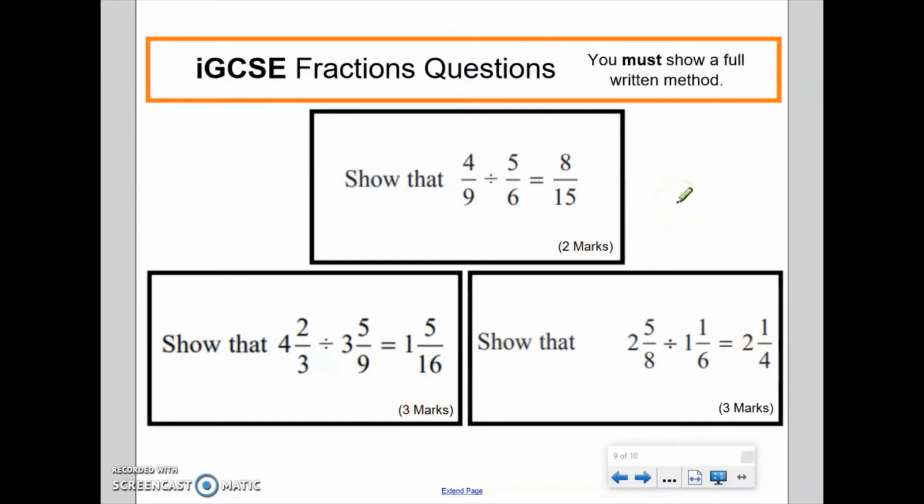are awarded for your method, for your notation, for showing the examiner how you got from the original question to the final answer. So that might include changing from a mixed number to a top-heavy fraction. That might include keep, change, flip. That might include simplifying fractions. Whatever you do to manipulate the question, to manipulate the fractions, you need to show that to pick up the full marks. Okay, could you pause the video at this point and have a go at the 3 exam questions?